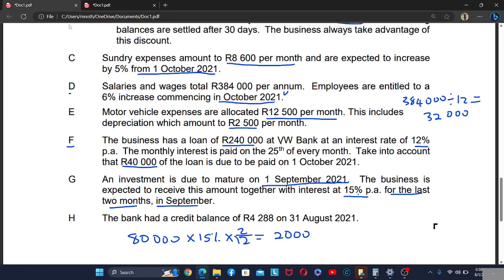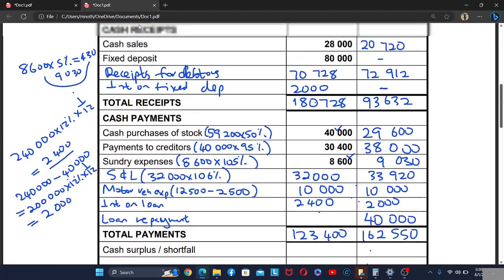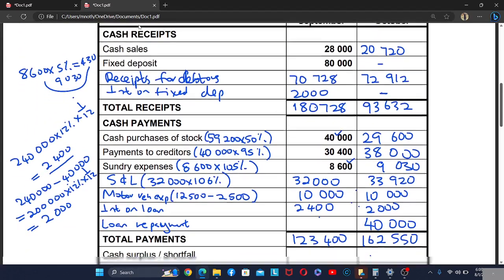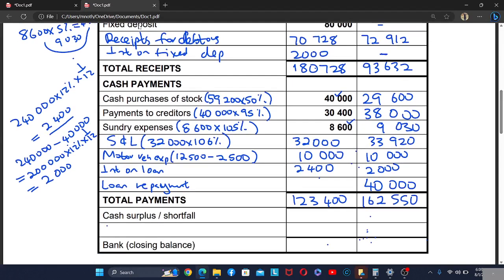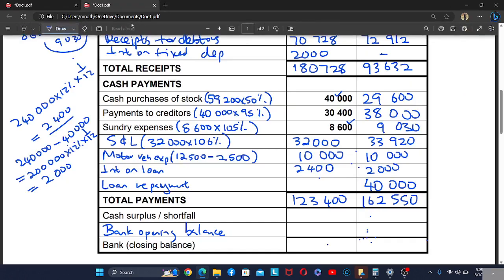And then letter H is saying that the bank had a credit balance of 4,288 on 31 August 2021. On 31 August 2021, there was a credit balance, meaning that is going to be the bank opening balance in September. A credit balance of 4,288. Because it's a credit balance, it means that it's a negative balance.